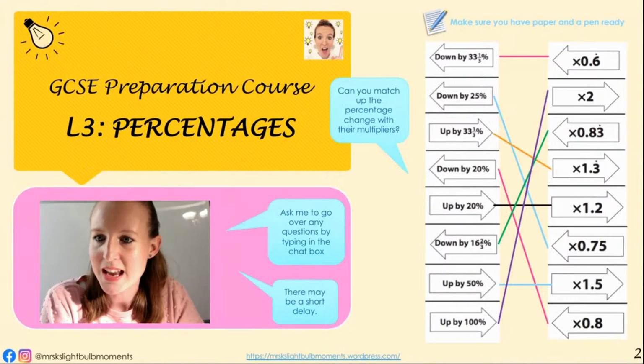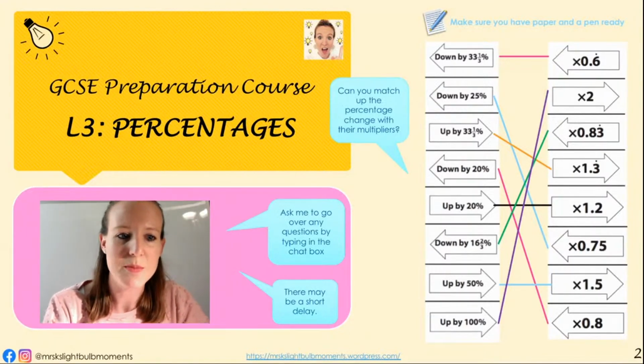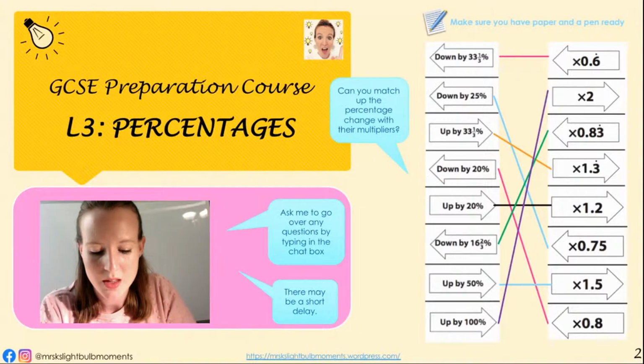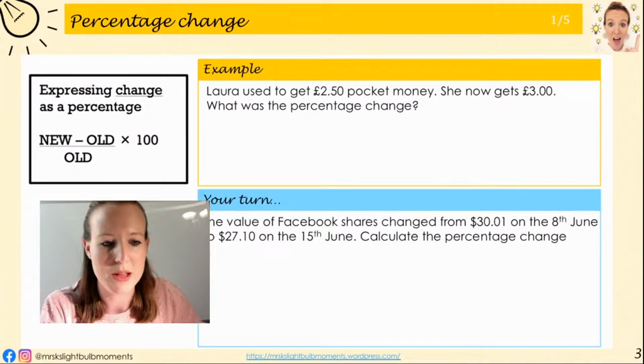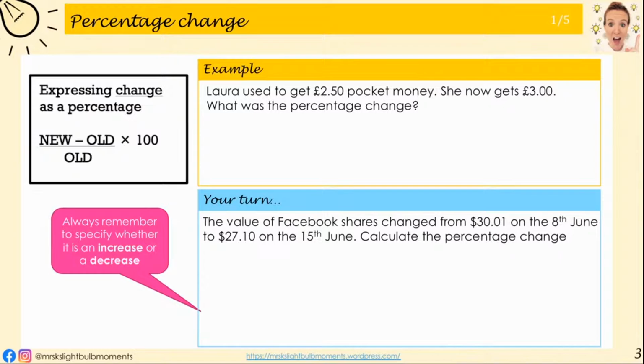Right, I hope that's okay and has been a bit of a brief recap of how to use our multipliers. I'm going to show you what we're going to be talking about in our session. So we've got 5 little topics that I'm going to go through with you, and then you're going to have some practice at the end and a chance to see kind of how you do on all those questions. So the first one we're going to look at is percentage change.